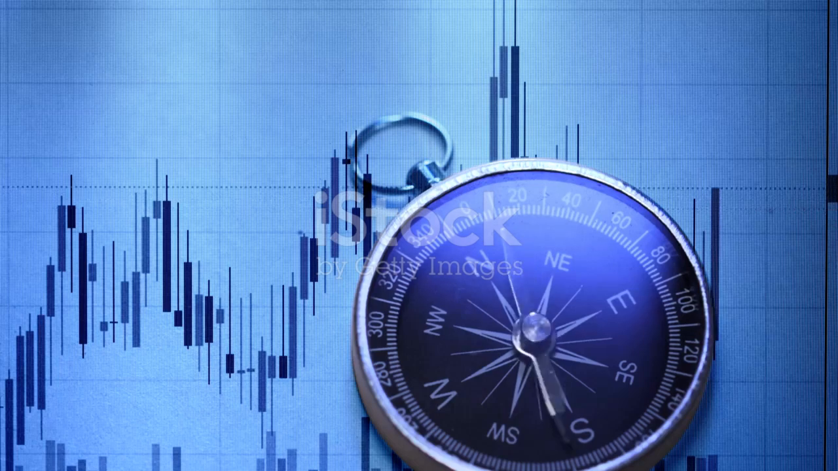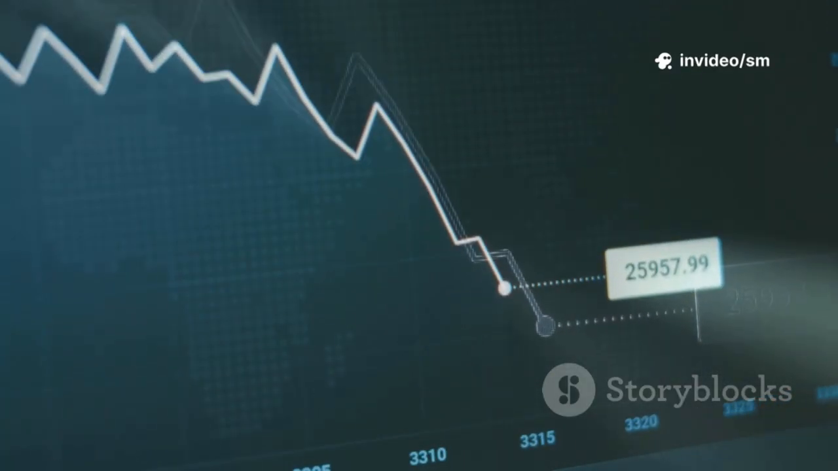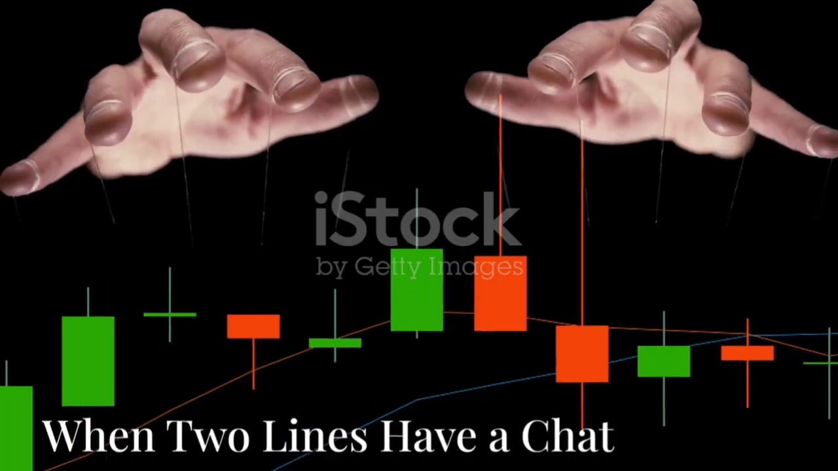Think of the moving average as your compass. Uptrend, buyers are in charge. Downtrend, sellers rule. Sideways, best to wait for a clearer signal. Let's see what happens when 2 lines meet.